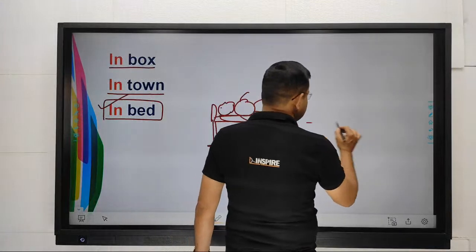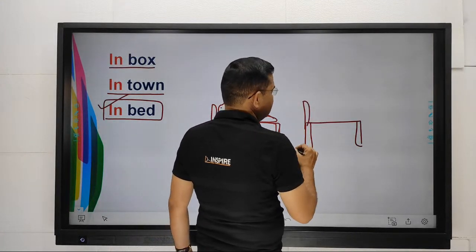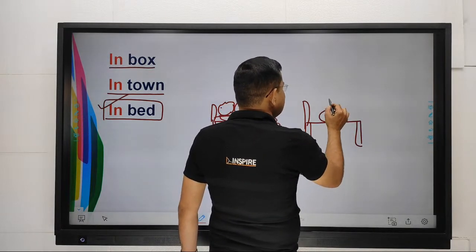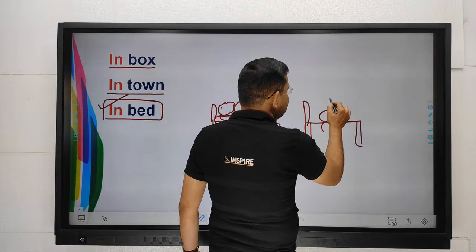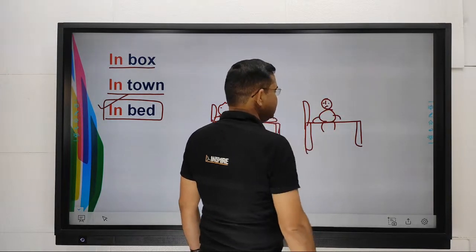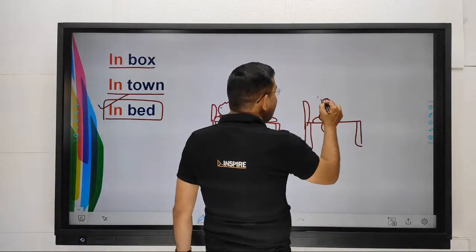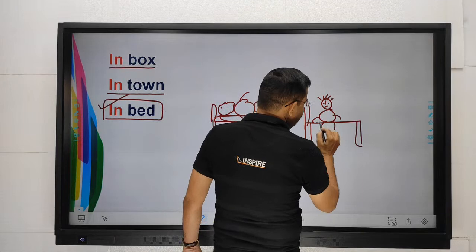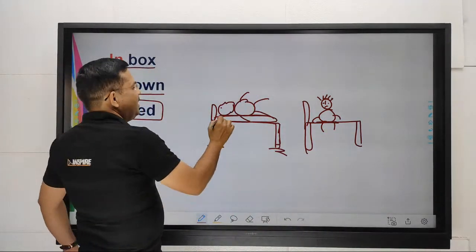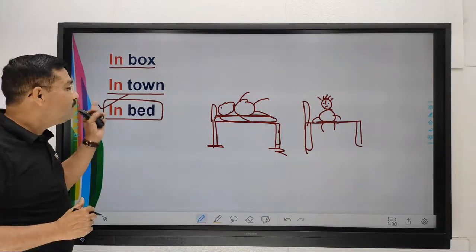But let me make another bed. If he is sitting, right now he is on the bed because he is sitting on the bed. And if he is lying on the bed for the purpose of sleeping, then we call it he is in bed.